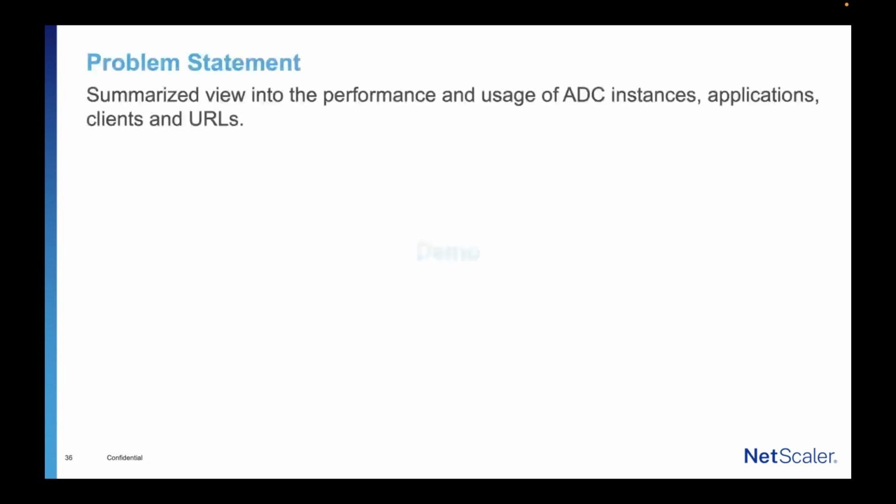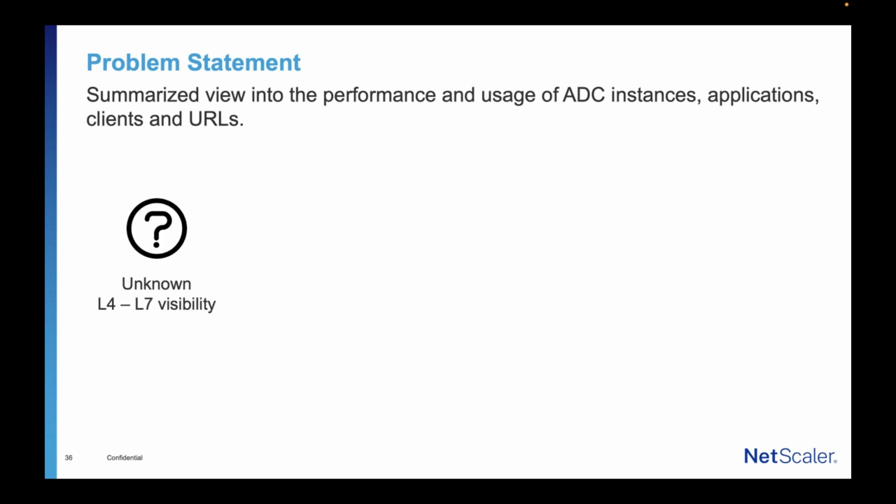Now the next problem statement is, like we talked about, there is multiple data. It's difficult for you to consume. It's hard to refer to this data from different dashboards. So there's a problem in having a summarized view into the performance and usage of all your ADC instances, the applications on them, the client perspective, and the URLs that are being used. So there's a lack of having that summarized view.